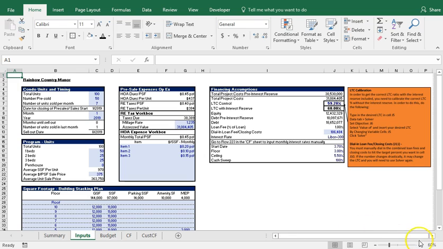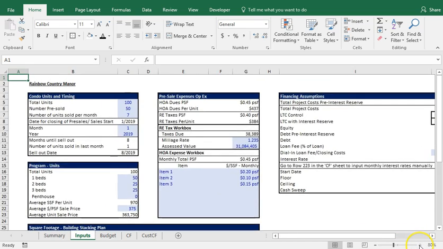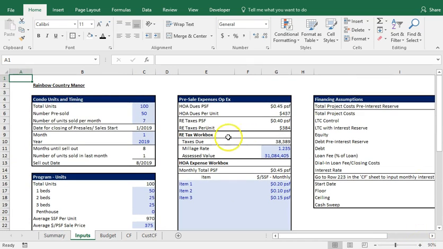All right, so let's zoom into the first workbox, our condo units and timing workbox. Here's where you're going to put in the total units of the project. In cell C5, cell C6, you're going to put in the number of units you project that you're going to pre-sell before you can let people occupy the building. And then under that, in cell C7, you're going to put the number of units you expect to sell once the project opens per month.